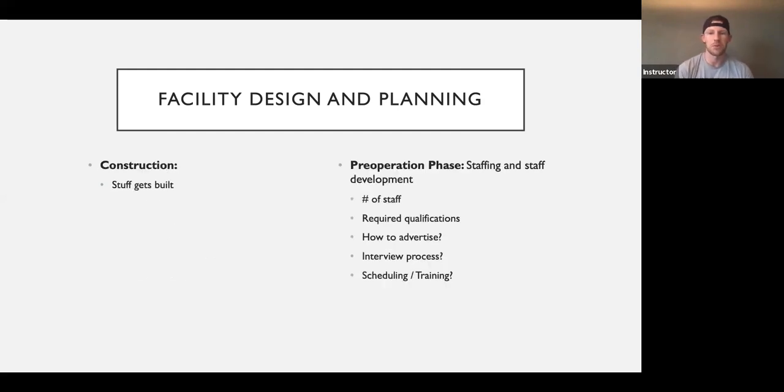Construction, again, just stuff gets built. That's about as simple as I can get with that. So once you've pre-designed, you've designed it, then things get built. Then you have the pre-operation phase. This is where you start staffing, you create your staff development, right? How many staff members am I going to have? What are going to be the required qualifications? How do I advertise, not only to the people I want to hire, but also to clientele? How do I go through the interview process, scheduling, training, all these sorts of things, again, going on in the pre-operation phase.